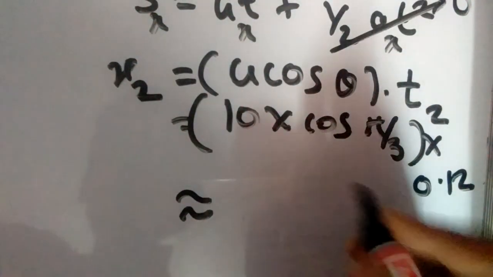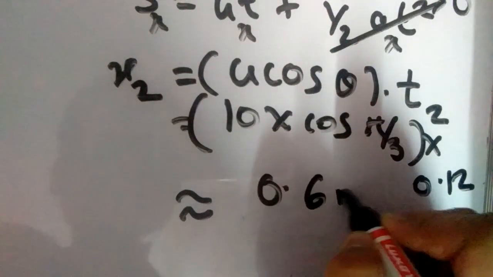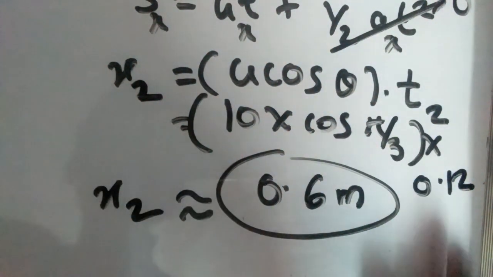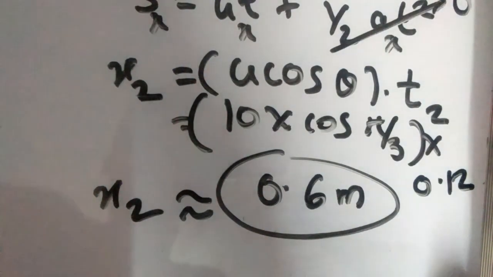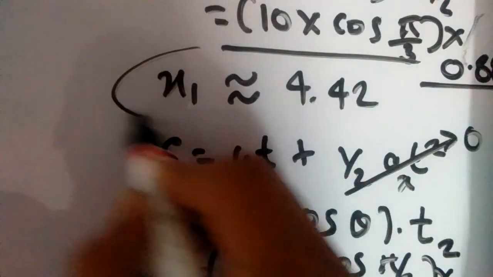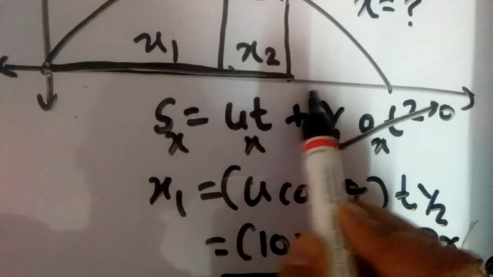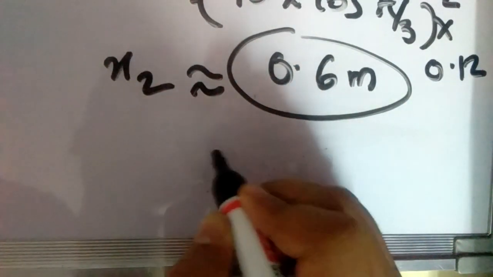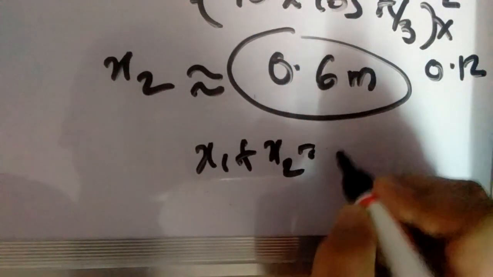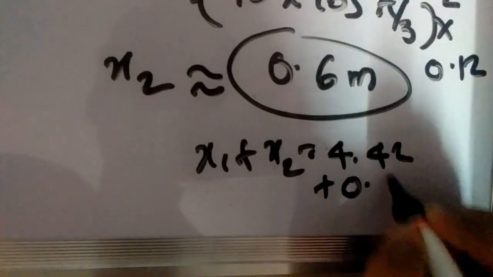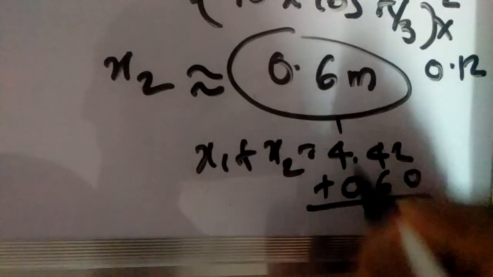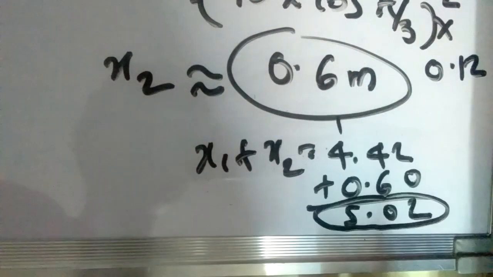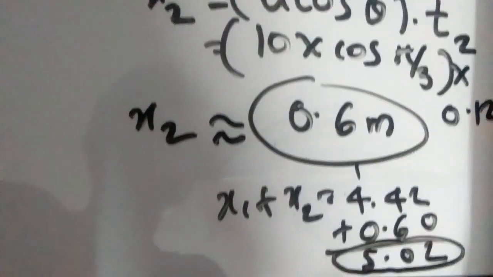After calculation you will get a value around 0.6 meter. This is your x2. x2 is 0.6, and x1 we calculated earlier is 4.42. We know both values x1 and x2, so we will add them to get the horizontal distance. Total distance is x1 plus x2, which is 4.42 plus 0.60, so you will get 5.02. So our main answer, the value of x, is 5.02.